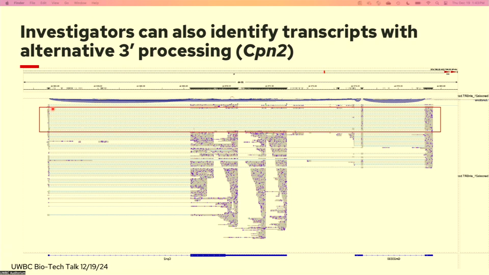But we also identified this novel transcript isoform in which we start in the CPN2 gene, in exon 1, but then we skip exon 2 of CPN2 and then begin transcription in this uncharacterized gene. I don't know anything about it. And so this is just another interesting use of how long read sequencing can identify novel transcripts in addition to novel information about your transcript of interest.